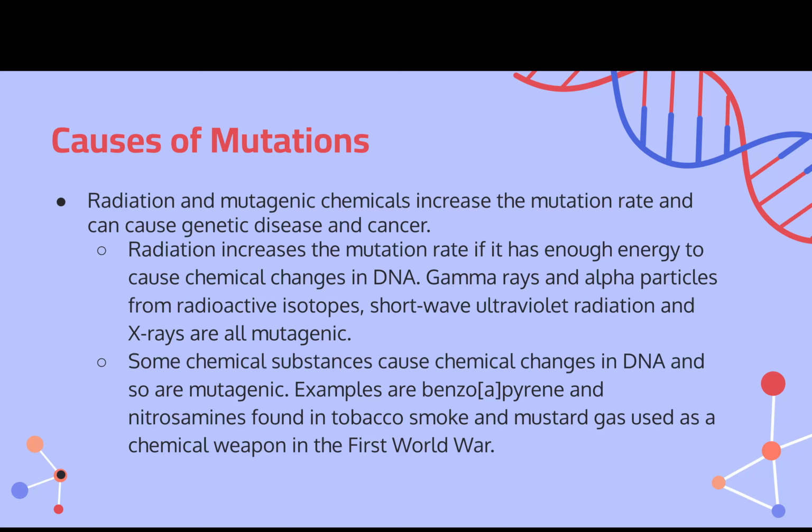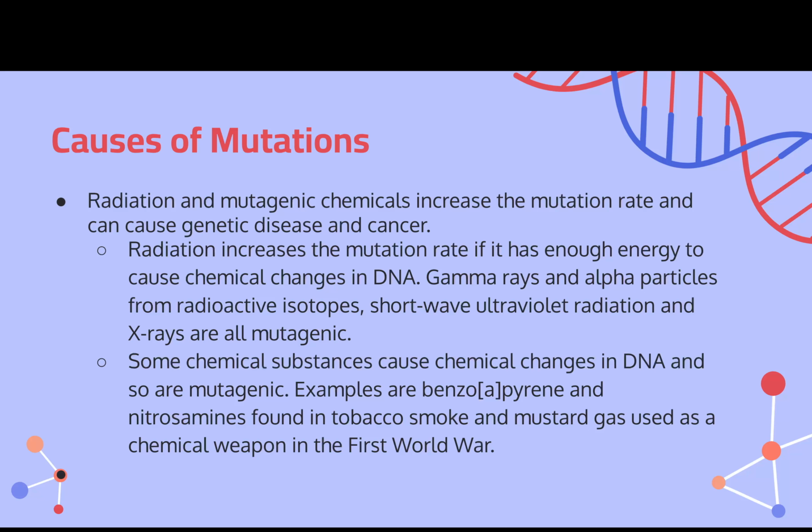Radiation increases the mutation rate if it has enough energy to cause chemical changes in DNA. So there are certain rays from radiation that will not cause mutations, but there are certain ones that will. Gamma rays and alpha particles from radioactive isotopes, shortwave ultraviolet radiation, and X-rays: these four are 100% mutagenic. So these have enough energy to cause chemical changes in the DNA. However, there are certain rays that do not have enough energy to cause chemical changes in your DNA, so they can't cause mutations.